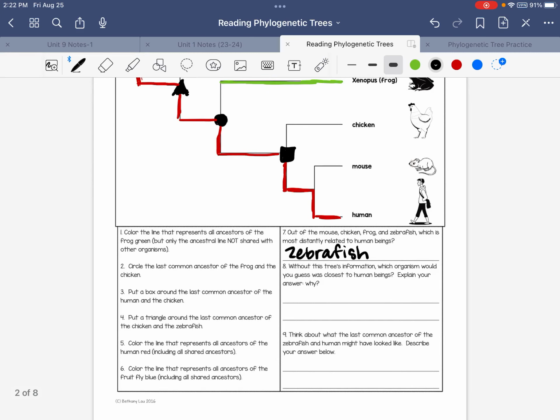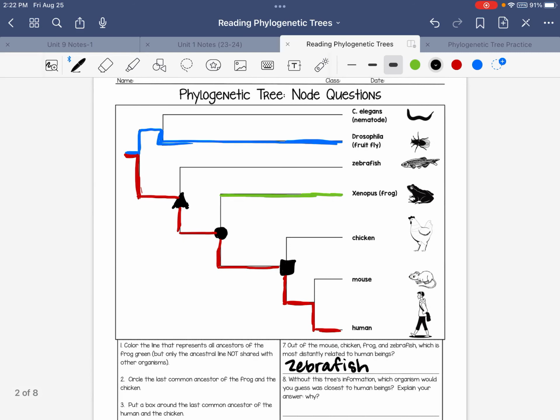Without this tree's information, which organism would you guess was closest to human beings? Explain your answer and why. Yeah, so we don't have the tree here. Just based on these animals, which one do you think you're most closely related to? Hopefully you're able to look at the characteristics of these different animals, and that can help you decide. So like you could say eyes, right? We have eyes, so do mice and chicken and frogs and fish and flies, but our nematode up here does not have eyes. So they're probably a little more distantly related. So that's an example of looking at different characteristics.